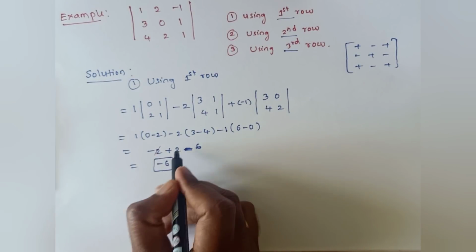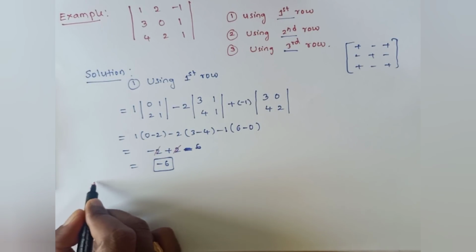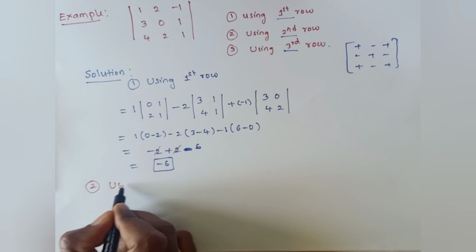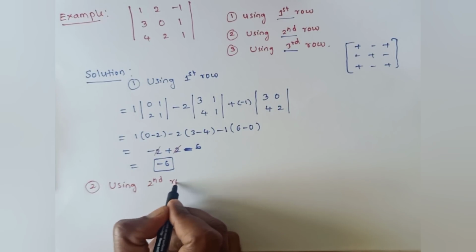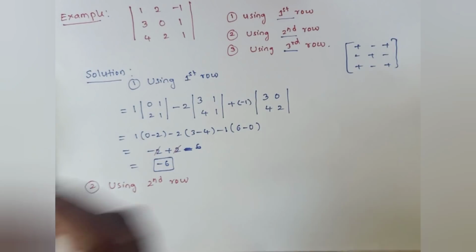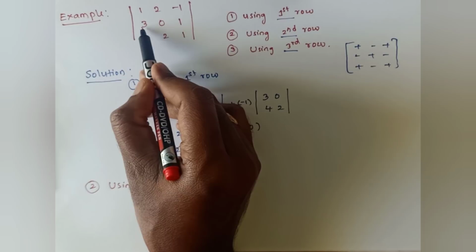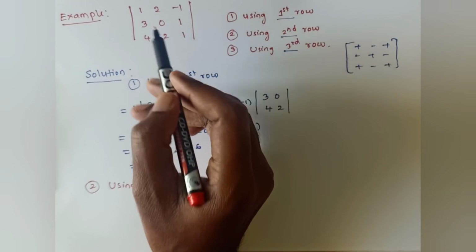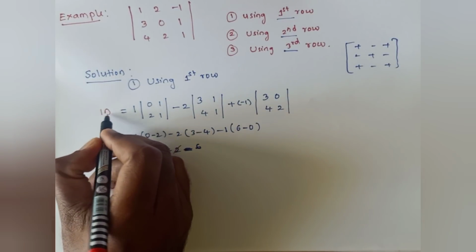Since minus 2 and plus 2 cancel, therefore 6, minus 6. And so similarly you can evaluate using the second row. Here the second row elements are 3, 0, 1. So just the sum of the elements in the second row with their corresponding cofactors. Again it is det A only.